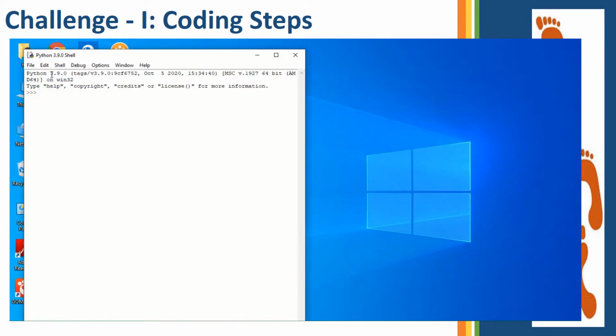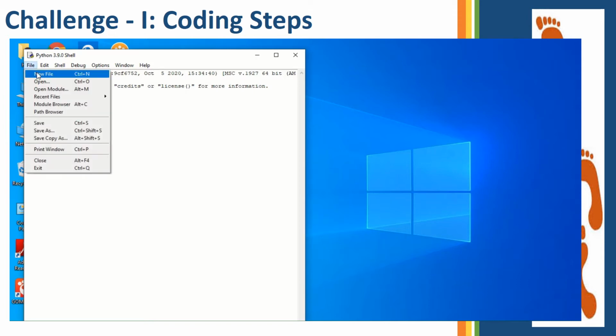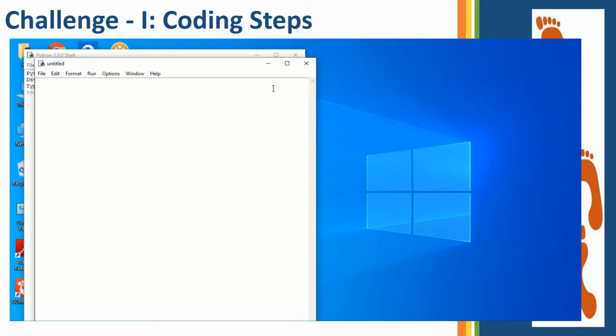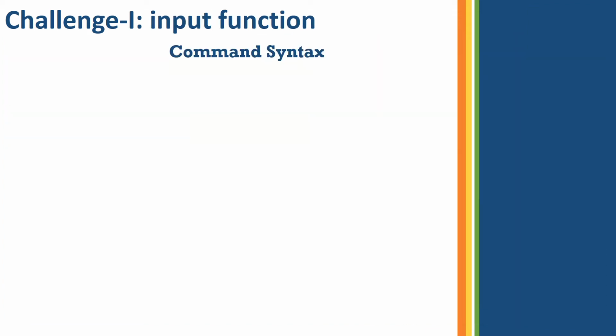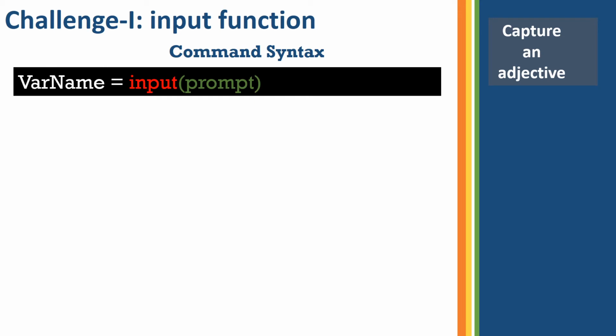Let us open the Python editor. Go to File, New. A blank screen will pop up with Untitled at the top. Now, before starting writing any code, we must specify what the code shall do. For instance, our challenge program must capture an adjective. To achieve this, we must use a suitable command, which is in our case the input function.